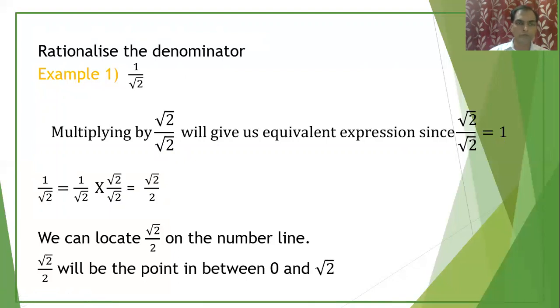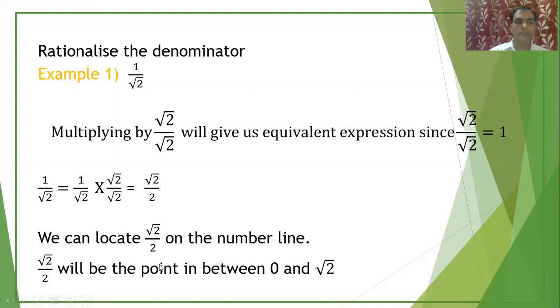Okay, so the value of the number is also not changing. So in short, this 1 upon root 2 is same as root 2 upon 2. Okay. But what is the benefit? You can see here, we can locate root 2 upon 2 on the number line. This number we can locate on the number line, that is root 2 upon 2. How can we locate it? Let's see.